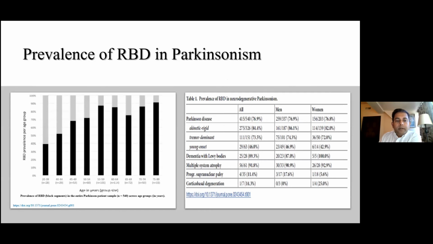So this paper here shows that the prevalence of RBD in Parkinsonism does increase with age. And the data on the right shows that RBD was present in nearly 77% of patients with Parkinson's, 89% of patients with dementia with Lewy bodies, and 92% of patients with multiple system atrophy. And the prevalence rates were similar between both males and females.